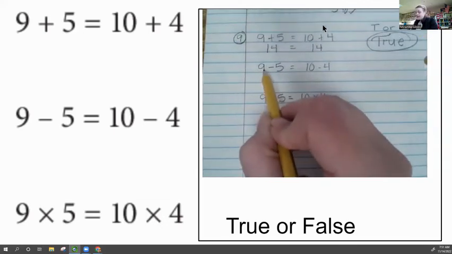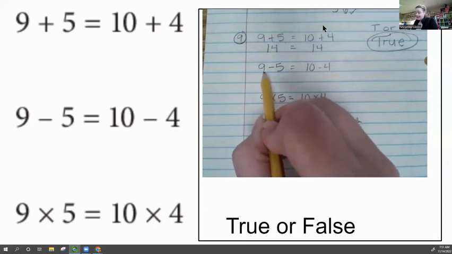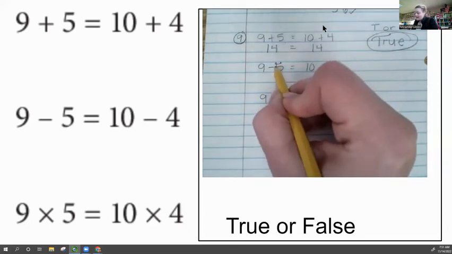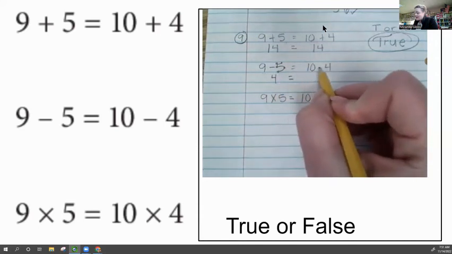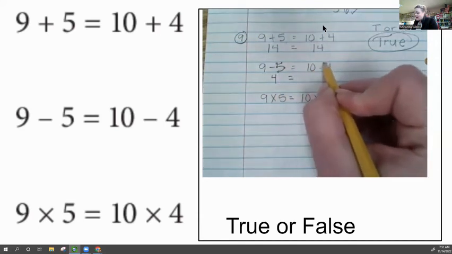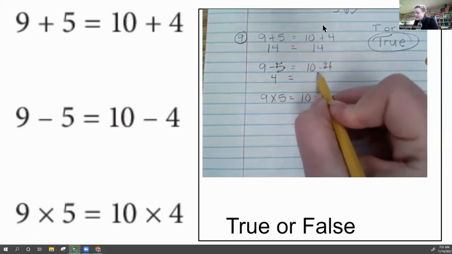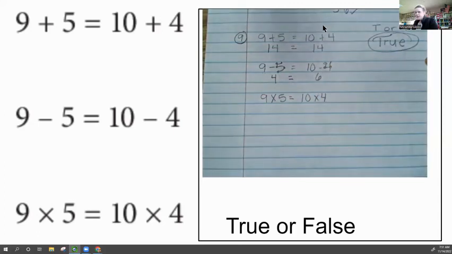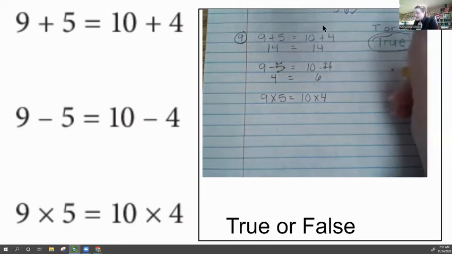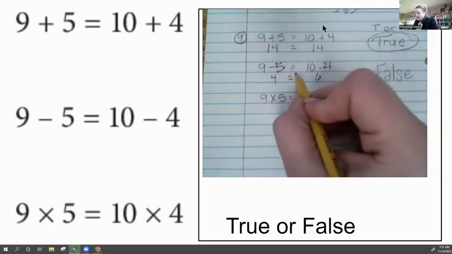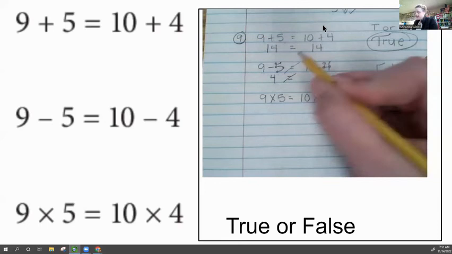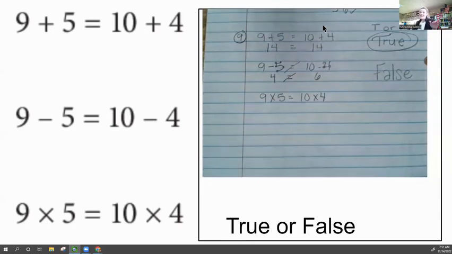9 minus 5. So I'm going to say, put the big number in your head, 9, count back. 8, 7, 6, 5, 4. 4 is the same as 10 minus 4. 10, 9, 8, 7, 6. 6. Is 4 the same as 6? No. So if you're subtracting, it doesn't work. It's false. And so we're going to put a slash through the equal sign because that tells us that it is not equal.